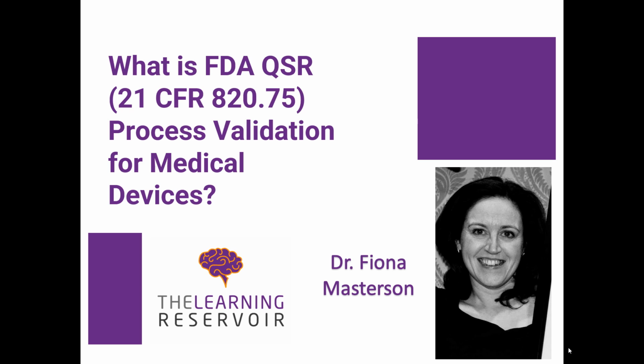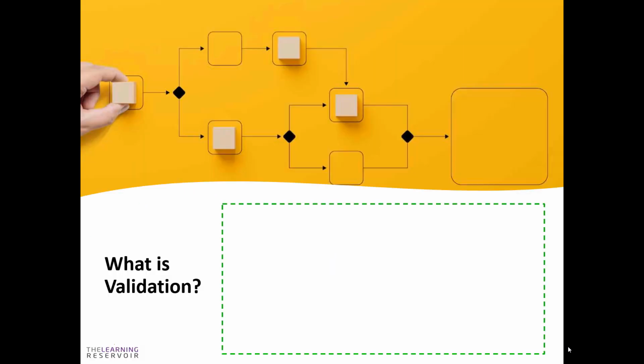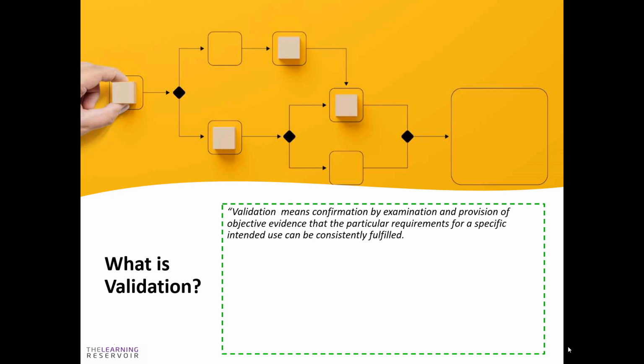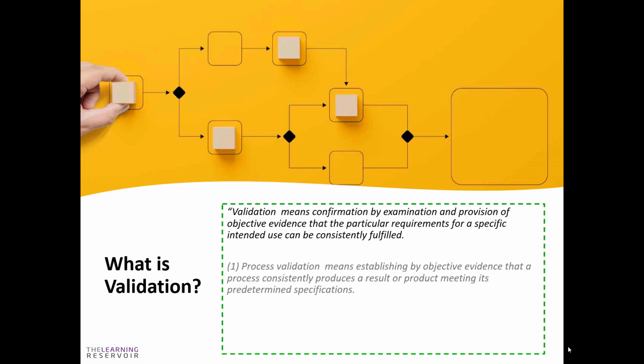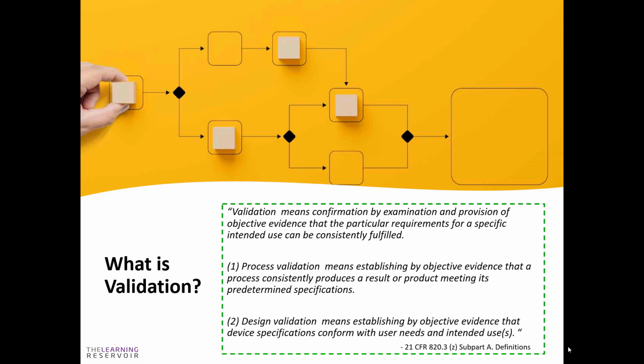In this video, I'm going to help you understand the FDA Quality System Regulations concept of process validation. Well, what is validation? There is a definition given for validation within 21 CFR 820, and that can be found in subpart A in the definition section. That's 21 CFR 820.3, in the Z part of subpart A, and it defines validation as the means of confirmation by examination and provision of objective evidence that particular requirements of a specific intended use can be consistently fulfilled.